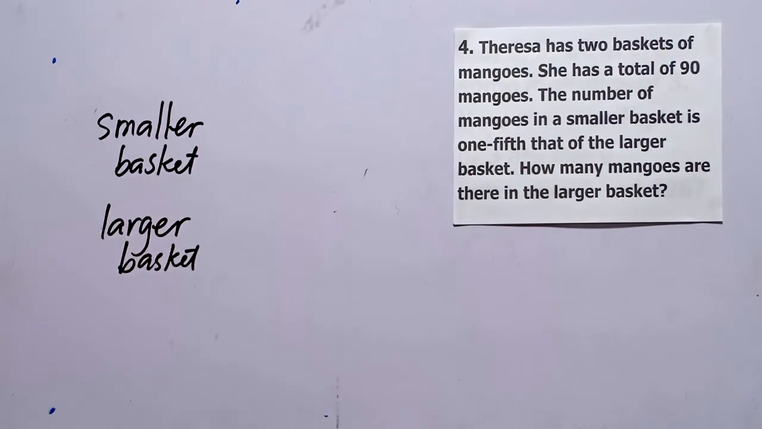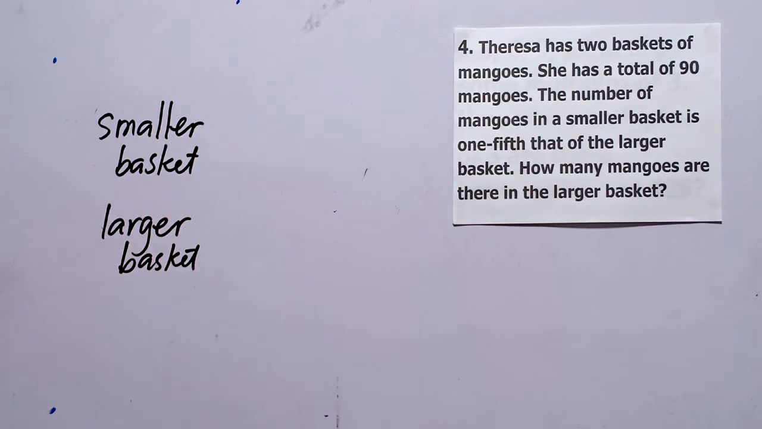Let's proceed with problem number 4. Theresa has 2 baskets of mangoes. She has a total of 90 mangoes. The number of mangoes in a smaller basket is 1/5 that of the larger basket. How many mangoes are there in the larger basket?